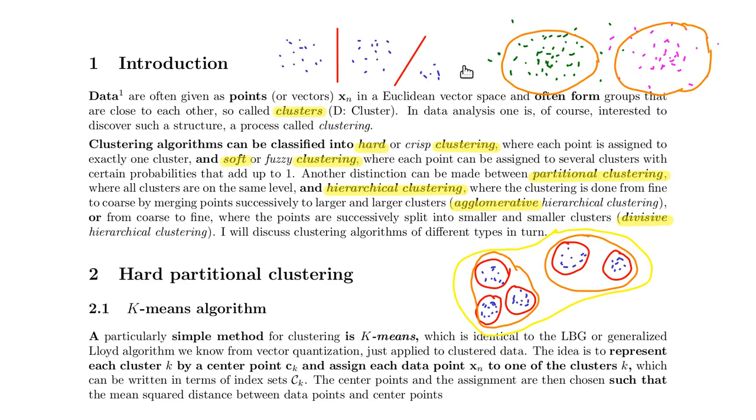In hard-partitional clustering, one considers situations like this, where the points are assigned uniquely to one cluster. So in contrast to this situation where there might be some points that are 50-50 assigned. One way to represent such a situation is with center points.